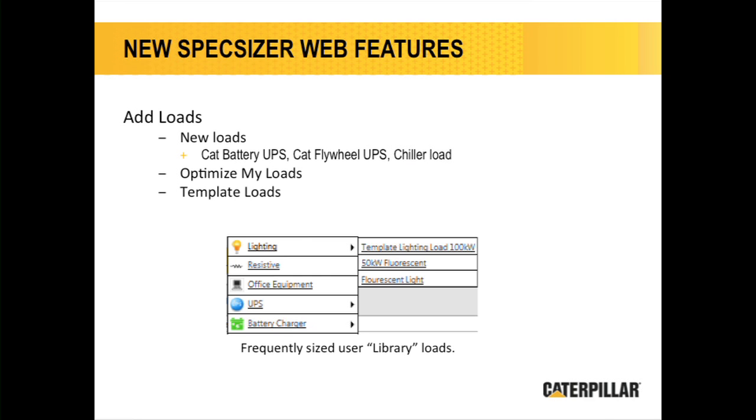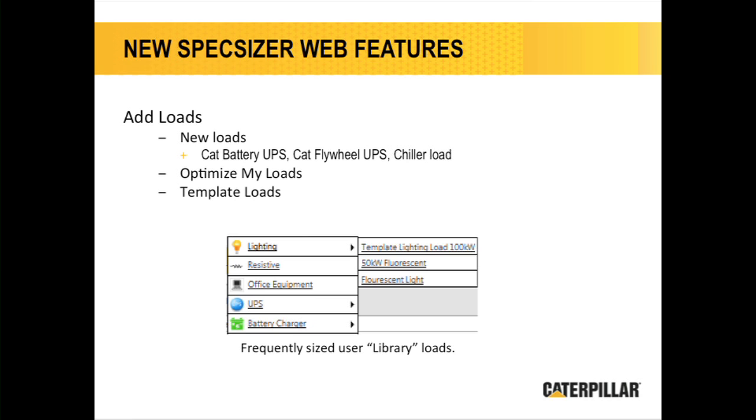Now here again, we're looking at the library loads that we talked about earlier. I just want to mention that we've added some new value-added load types to SpecSizer Web. We didn't have them for SpecSizer Windows. We've revised our generic or user-defined UPS, but we've also added a Cat battery UPS load and a Cat flywheel UPS load. This is to provide options for customers who may want something other than a generic UPS. A lot of opportunity there on UPS for customers.